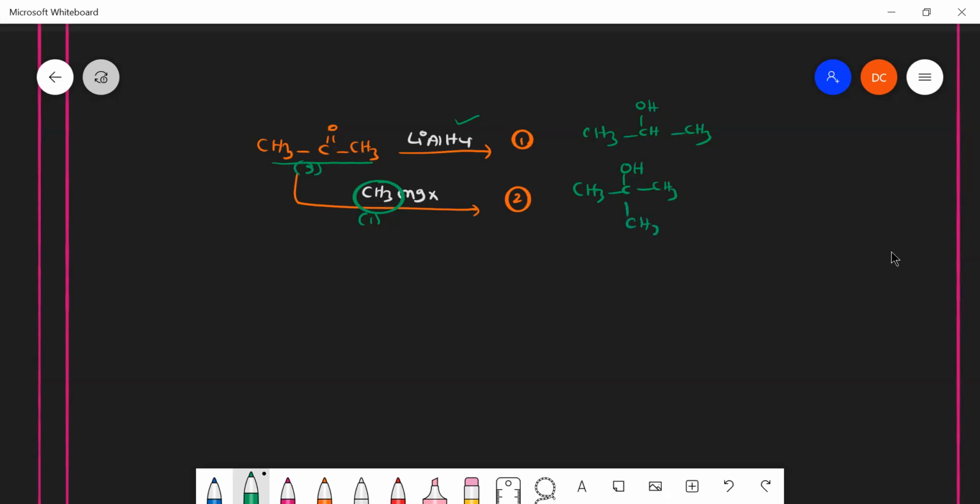So from the ketone we can prepare 2 degree alcohol as well as 3 degree alcohol, depending on the reagent you use. If you change the reagent, the entire product will change.